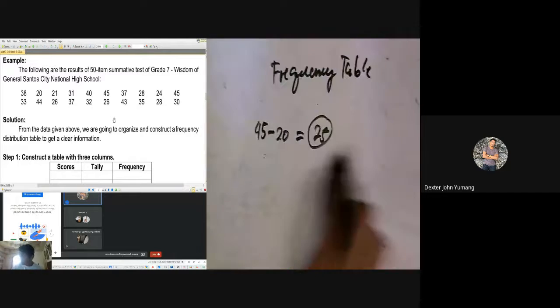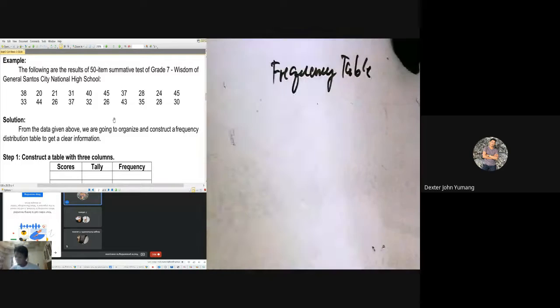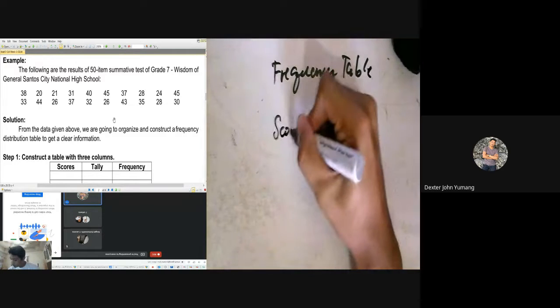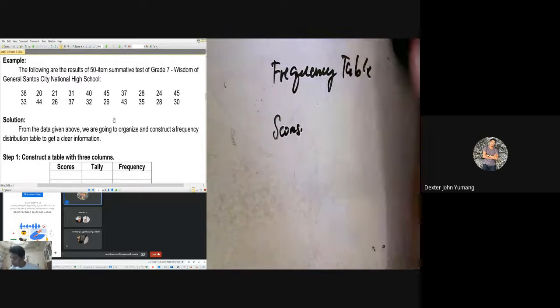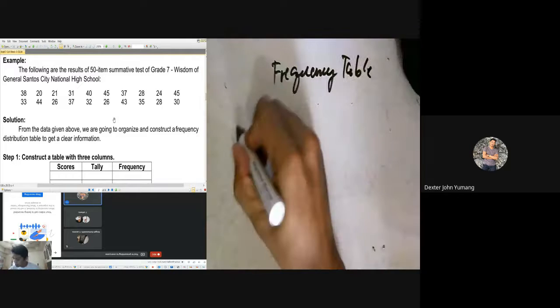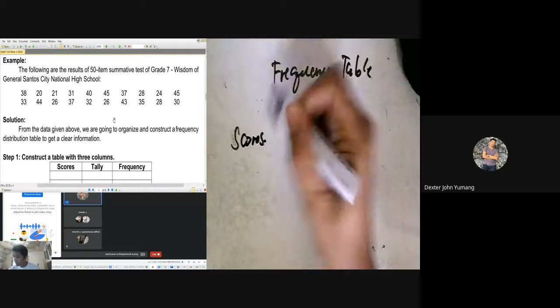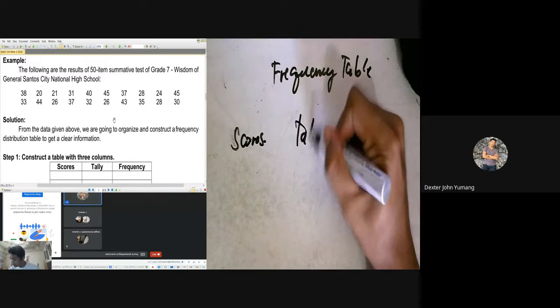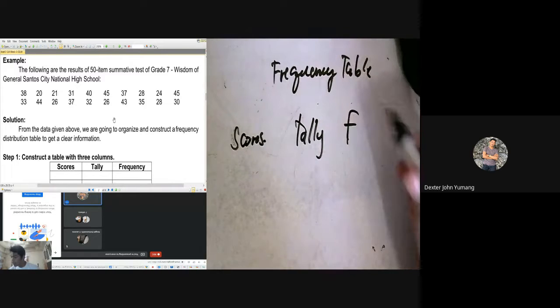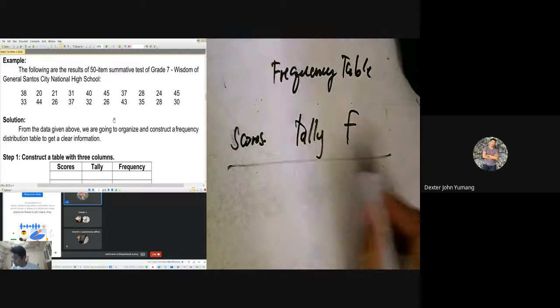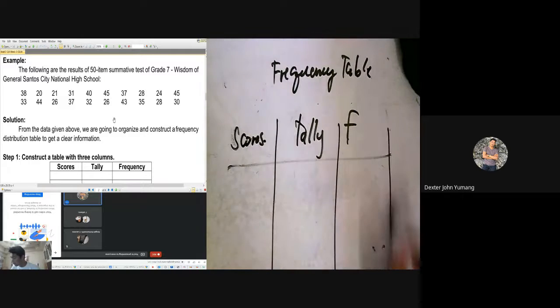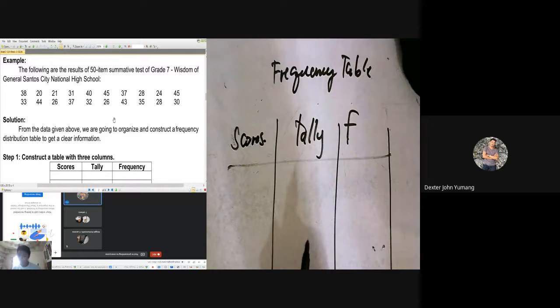So, we will make the range. Okay, scores or range can be written. Here on the side: scores or range. Next, tally. Next, frequency. F is frequency. So, let's now make the table. Okay? So, we go by 5.